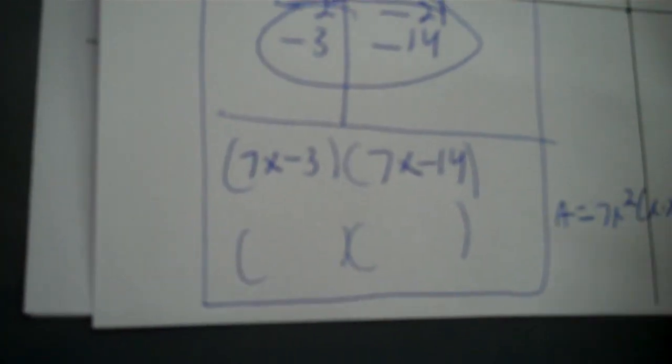Now, you're going to put x times x, and then you have to apply the 7. Now that's not right. That's why you got to simplify it, because you see 7 times 7 is 49. That's not what we have in front of x to the second. Negative 3 times negative 14 is positive 42, and that's not what our c is. That's why you have to simplify it by dividing by the common factor in each parenthesis.